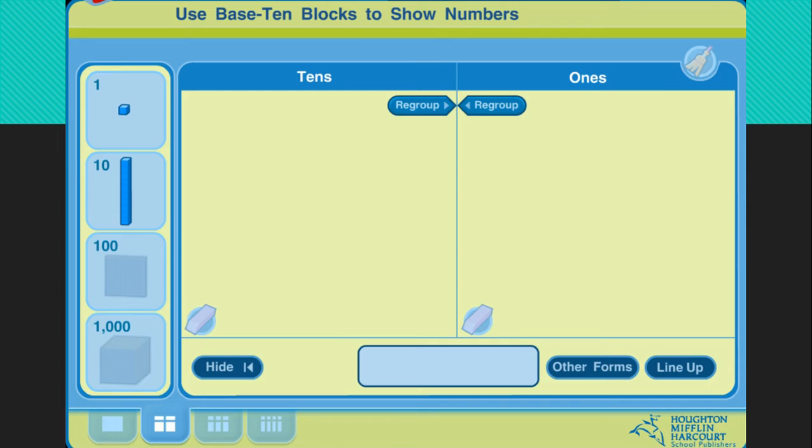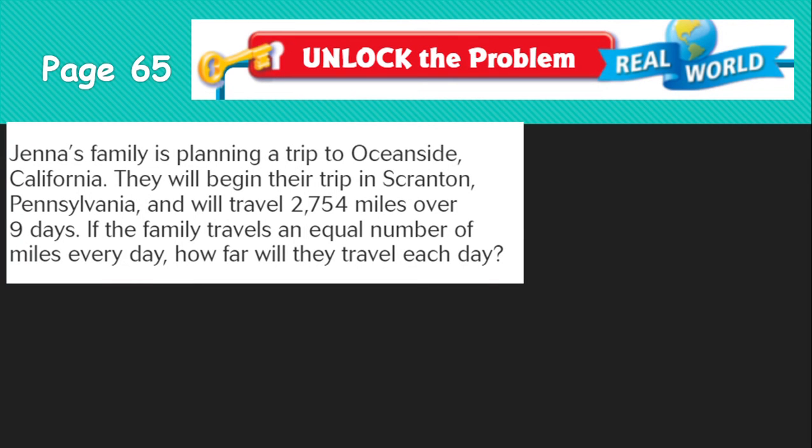All right, so that was just to help you understand how regrouping is. It's very important. We do it all the time for subtraction, addition, multiplication, as well as division, and it's just a refresher. So we're going to go ahead and go to page 65, please, in your big book.